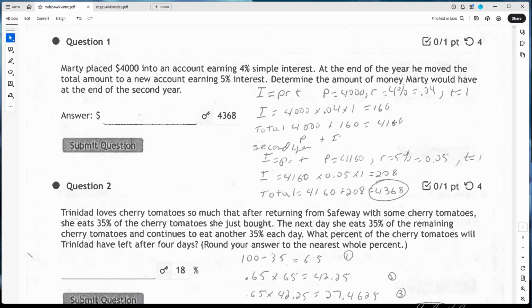So they roll this amount over into the second year using the same formula. P becoming $4,160. The new rate is 5%, as a decimal is 0.05, and T is equal to 1. We plug into our formula and multiply. The amount of interest multiplying out here is $208. So the total is going to be the principal plus the interest, which is $4,368.